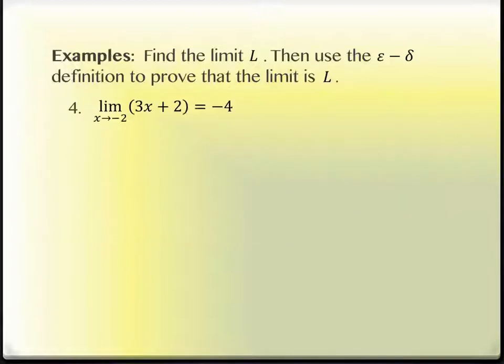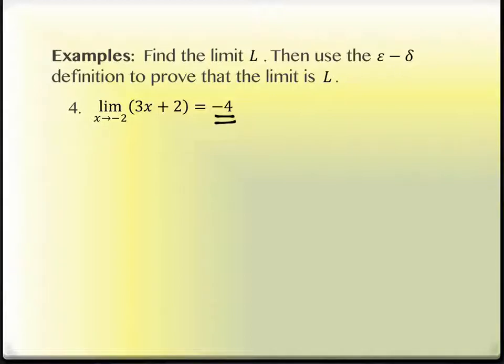All right, so I am going to tell you what the limit is for each of these. If you're not told, then you have to look at a graph or at a table to figure it out. So this says to find the limit L, but I'm telling you that the limit's -4. And then use the epsilon-delta proof or definition to prove that the limit is L.